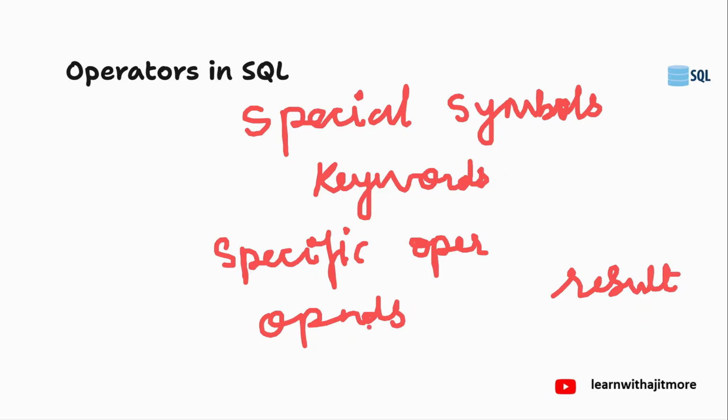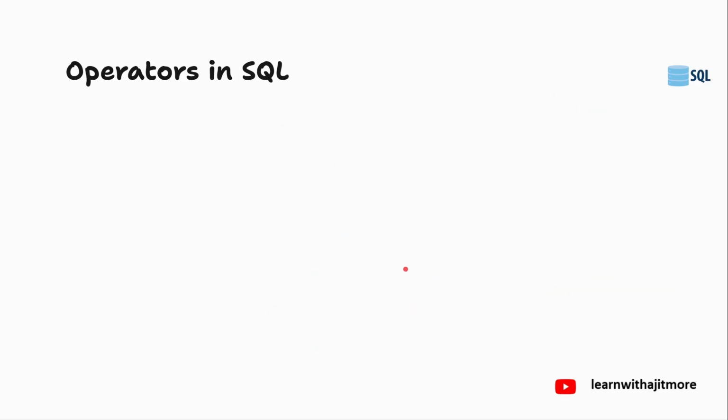Now you'll ask, what are operands? Operands are those elements on which the operation is going to take place. If I write 2 plus 5, obviously plus is the operator and it is going to perform a specific operation on the operands, which are 2 and 5.